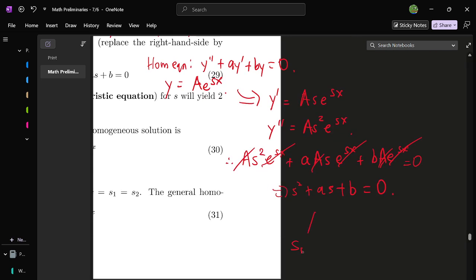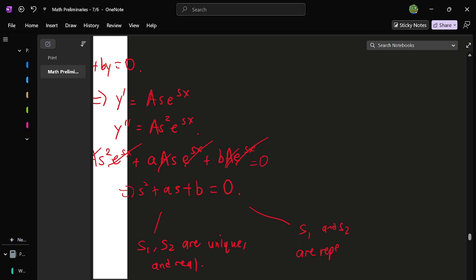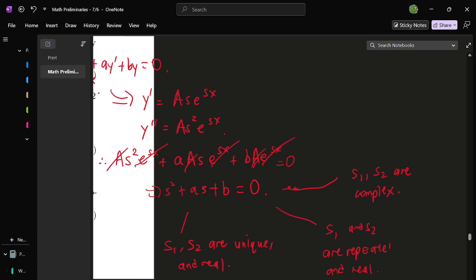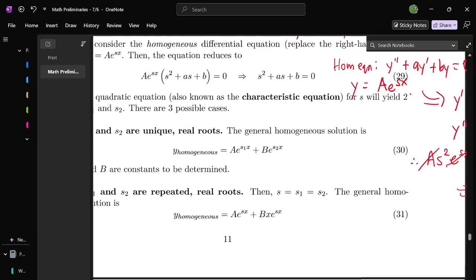You can either get S1 and S2 unique and real, or S1 and S2 repeated and real, or you can get S1 and S2 complex. So there are three possible cases you can end up with, and we can tackle all three of them separately.